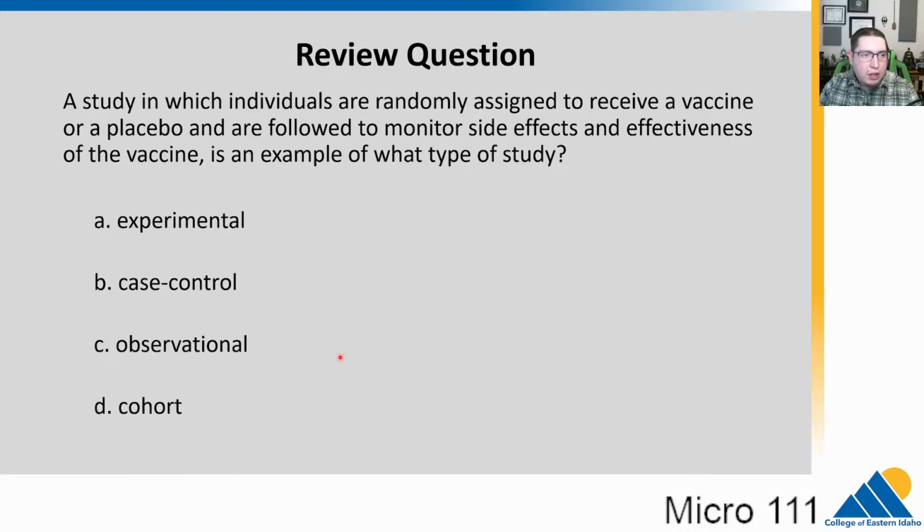All right, in this case, we have a study in which individuals are randomly assigned to receive either a vaccine or a placebo, and then are followed to monitor side effects and effectiveness of the vaccine. Which type of study of analytical epidemiology would this be? Would it be A, experimental, B, case control, C, observational, or D, cohort? Go ahead and pause the video, think about this one. All right, this would be an example of an A, experimental epidemiological study.